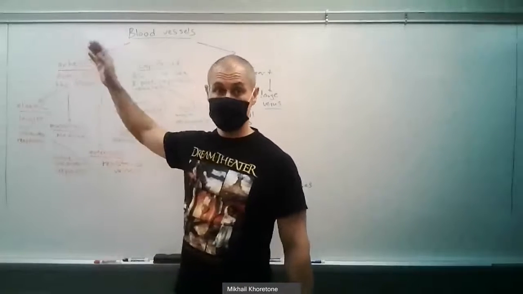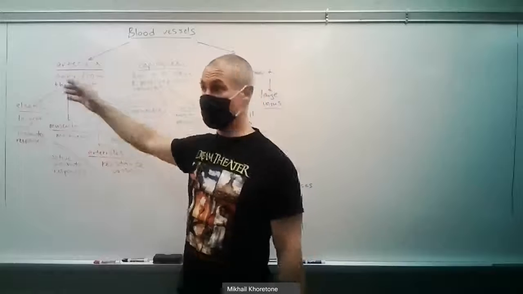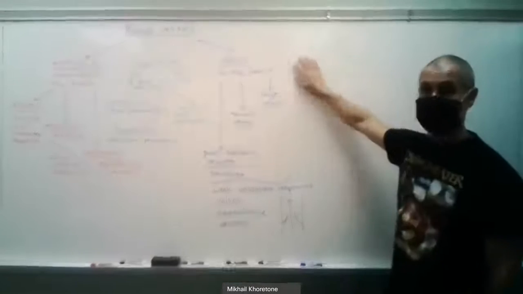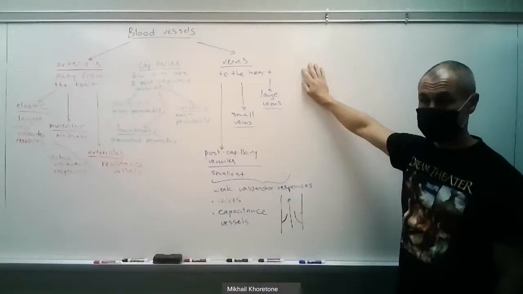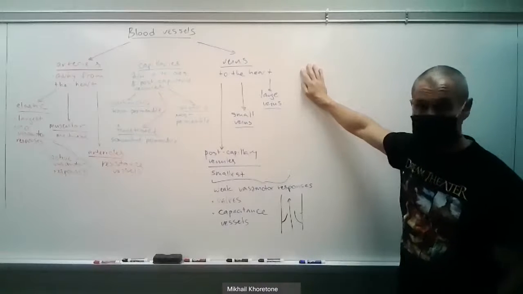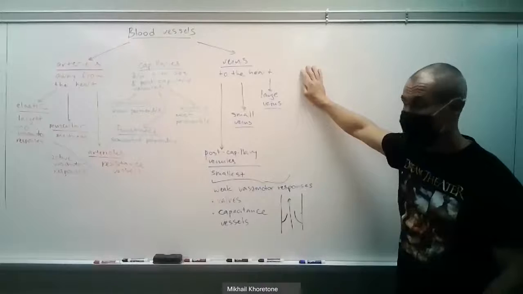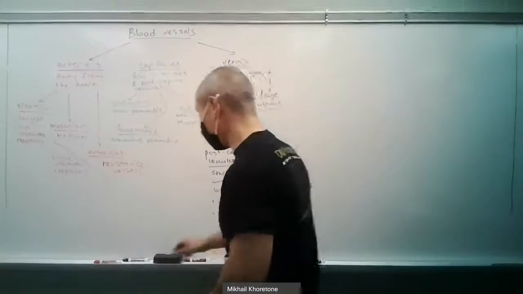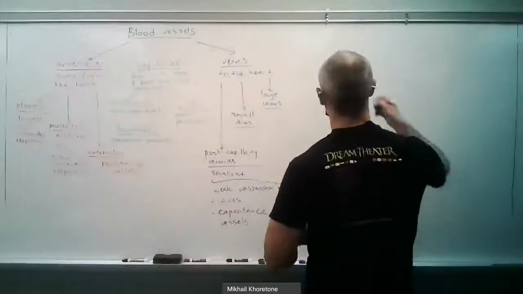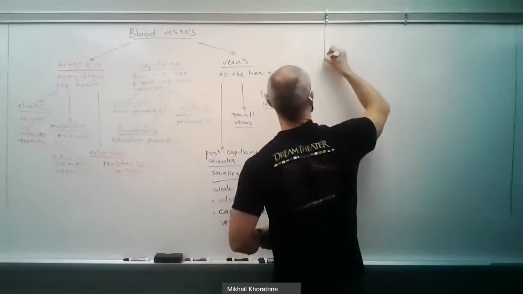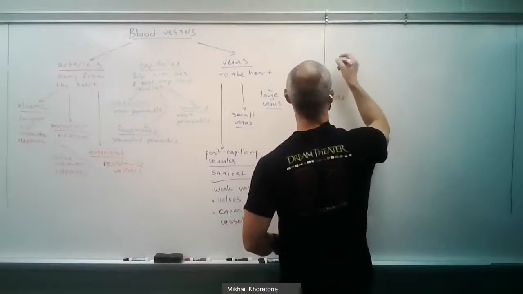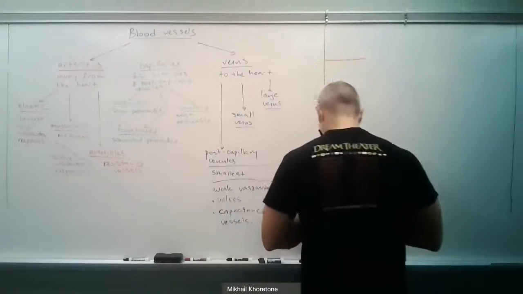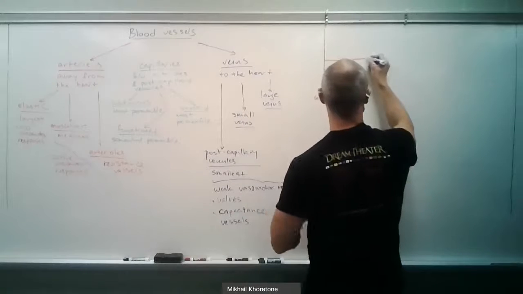Generally speaking, arteries are the fastest, highest pressure. Veins are the slowest, low pressure. Are we good so far? Okay, this is how it's organized. So imagine you have arterioles. I'll explain what I'm drawing in a second.